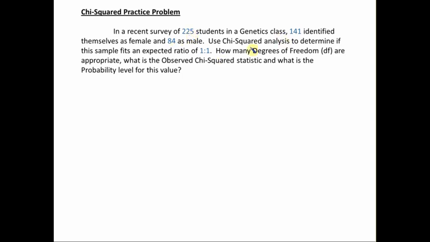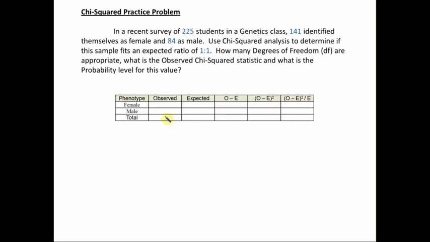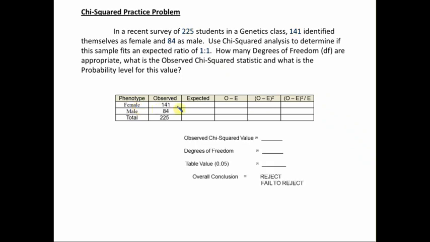Well, to do that, we're going to have to do the chi-squared analysis, and we will have to determine the degrees of freedom. We will determine our observed chi-square statistic, and then we'll use those to determine a probability level for this observation. Now let's go to our table. I've already filled in that we've got males and females, our 2 genders here. Our observed data, of course, is going to be 141 and 84 out of 225.